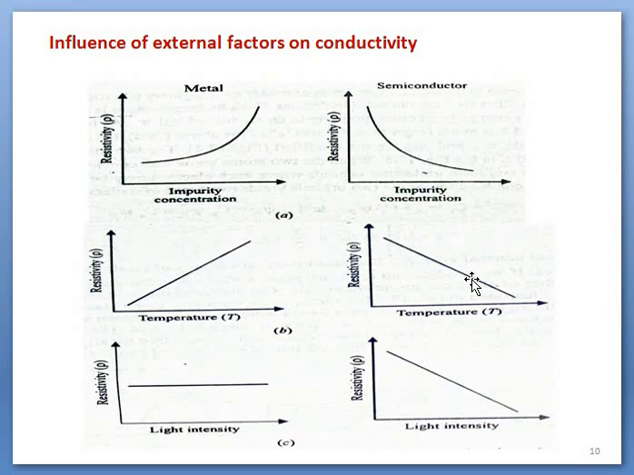And we know that by increasing the temperature, the speed or velocity of the charge carriers is increased. As a result of that, the collision probability is increased, and hence the conductivity reduces, or in other words, resistivity increases. That's shown in this curve.